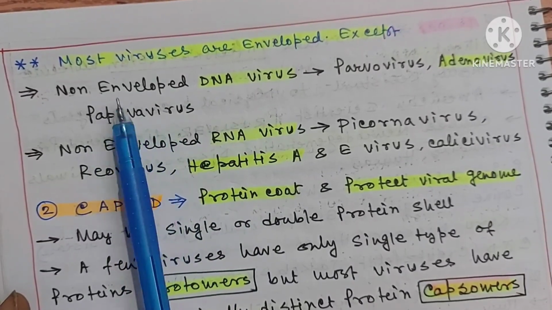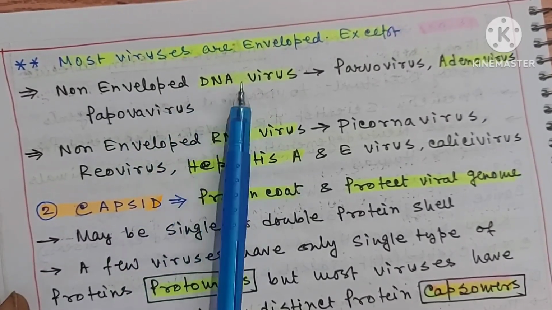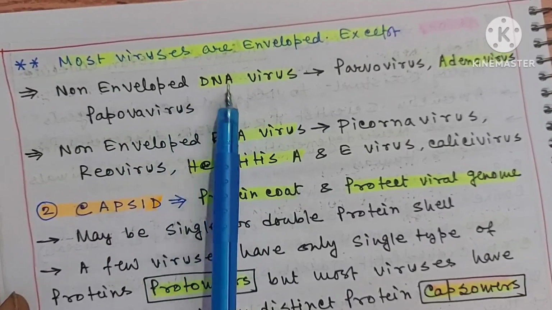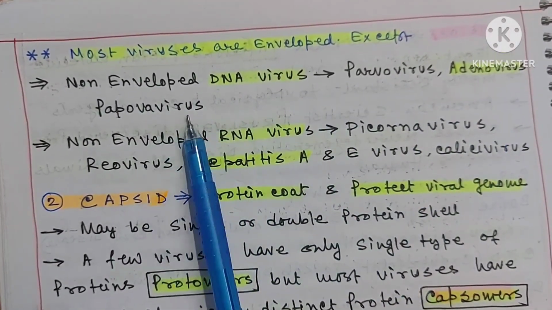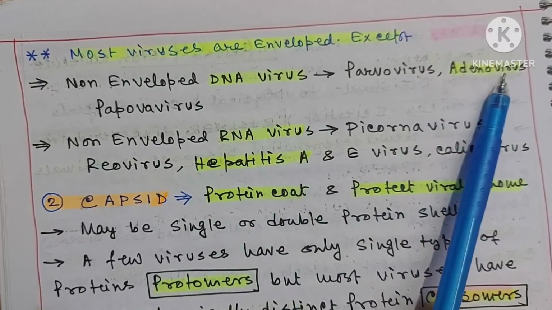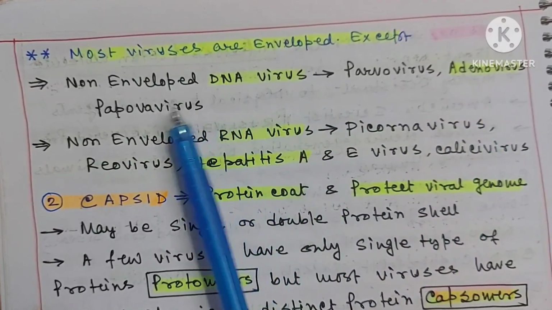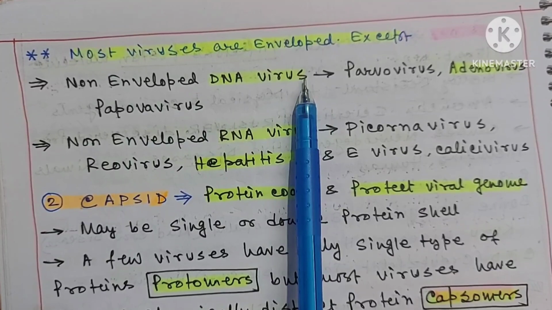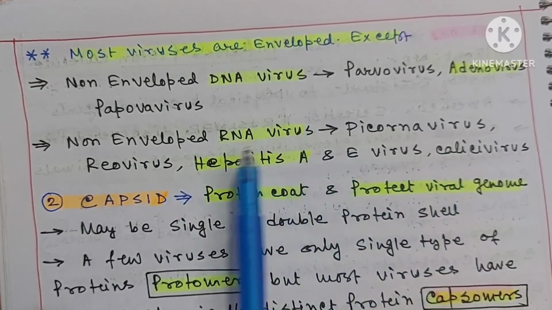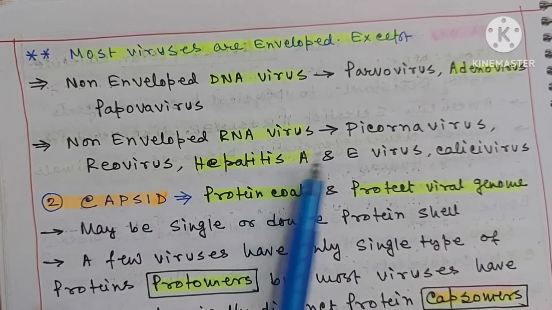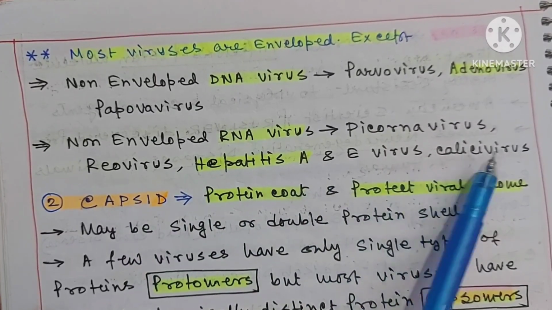Now we will see examples of different types of naked viruses. The non-enveloped DNA-containing viruses are parvovirus, adenovirus, and papovavirus. This is very important: adenovirus is a non-enveloped DNA virus. Non-enveloped RNA viruses are picornavirus, reovirus, hepatitis A and hepatitis E virus, and calicivirus.